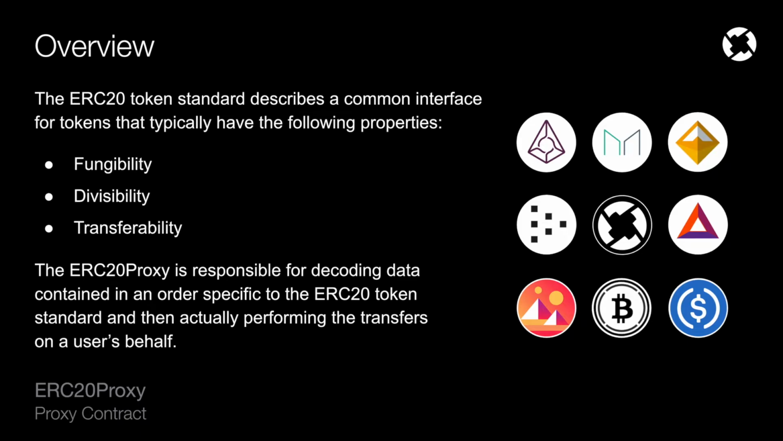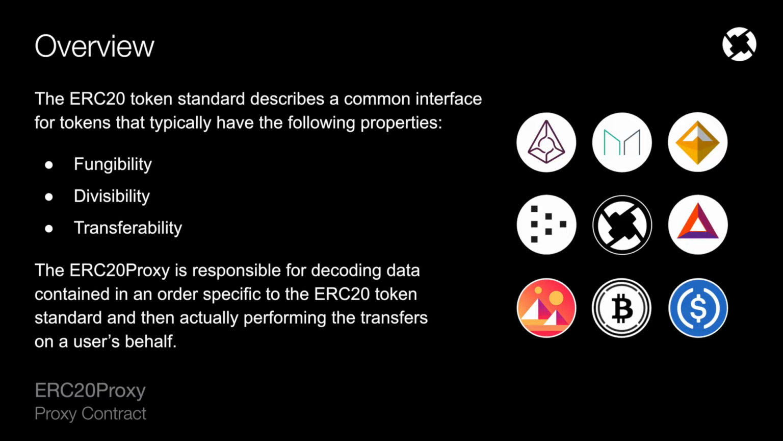The ERC20 token standard describes a common interface for tokens that typically have the following properties. These tokens are fungible, which means that one token cannot be differentiated from another token. They're typically divisible. Most commonly, ERC20 tokens are divisible to as much as 18 decimal places, but this varies from token to token. And of course, these tokens are transferable.